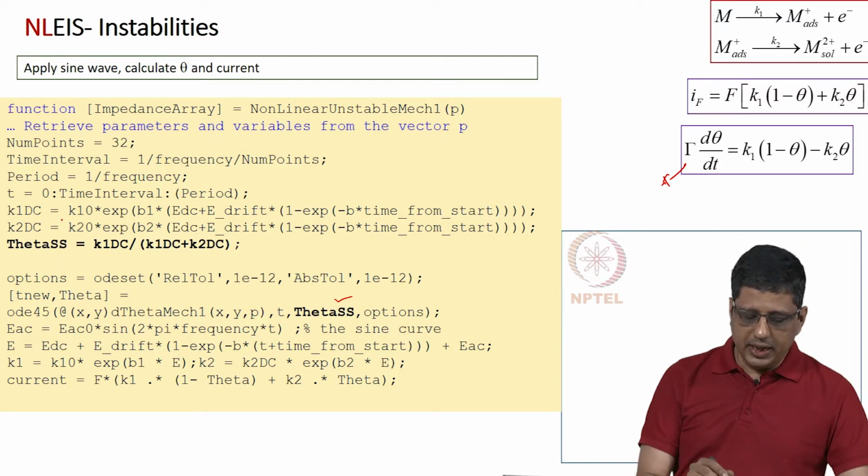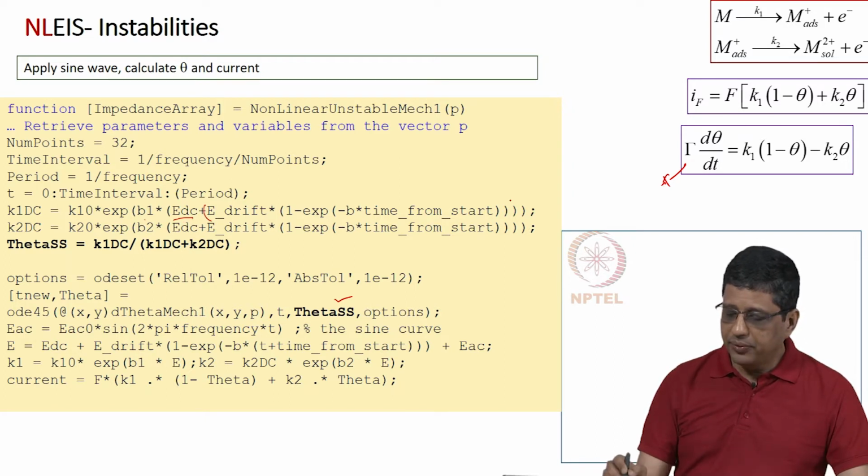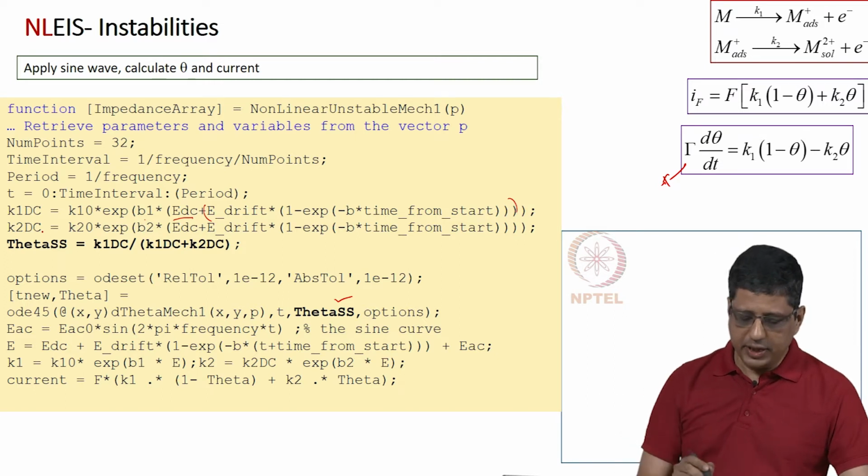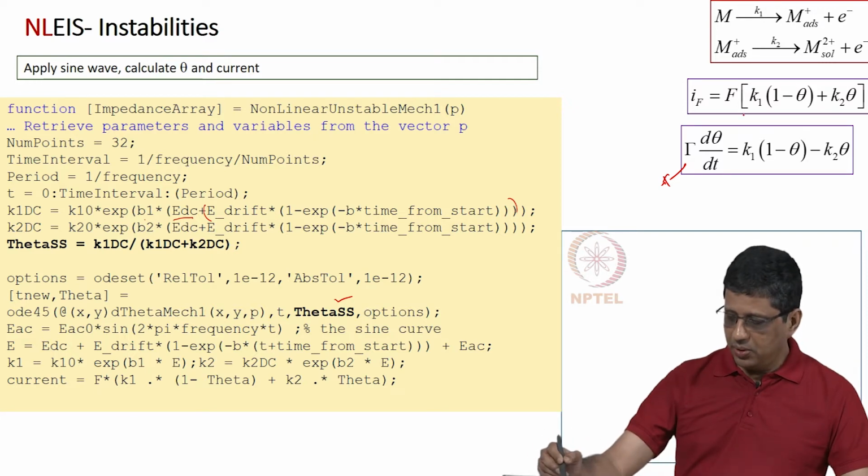So, we get the k10 exponential b1 e, but the e is different compared to the initial value. E depends on the EDC, and then it is specified by e delta 1 minus exponential b time from start, how long we have waited, and likewise for k2, and this can be integrated. After we integrate, we get the value of theta, and then you can calculate the current by using this expression.